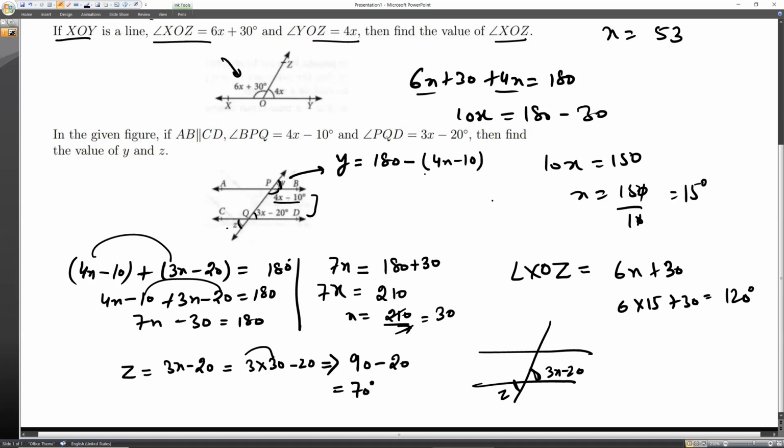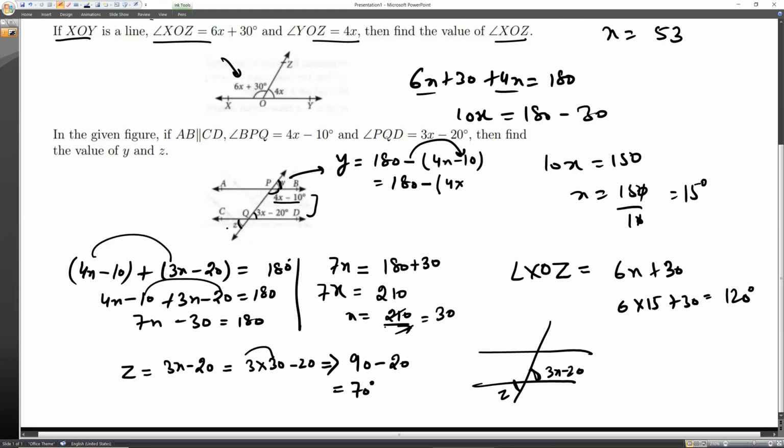Most of the students, what are they going to do? They will just write it this way, 180 minus 4x minus 10. It is incorrect. When you write it in a bracket, this sign will become positive when you open the bracket. So you have to keep in mind that you are not going to commit any silly mistake. Write it with the bracket, or you can solve the bracket first.